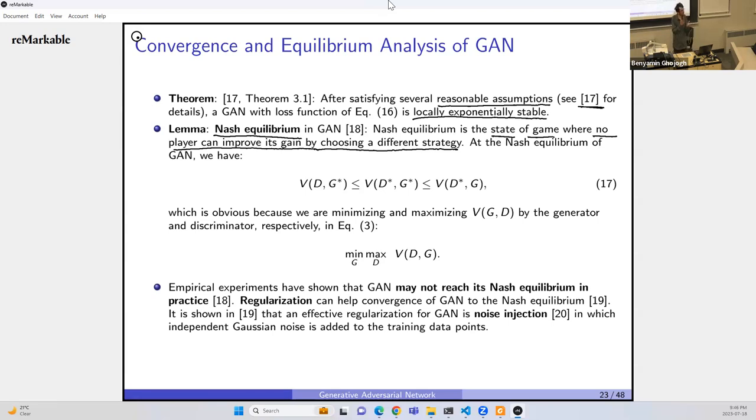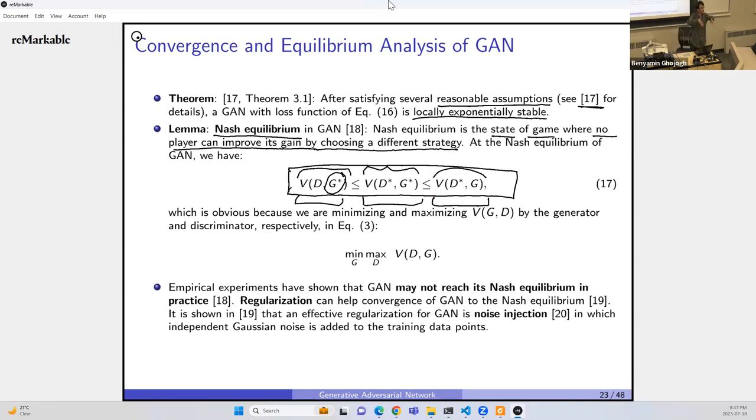And nowadays, companies are working on a Nash equilibrium. Okay, at the Nash equilibrium of GAN, we have this. What is this? V of D star and G star means that when D is optimal, G is optimal, it is better than V of D and G star, but less than V of D star and G. Why does this happen? Because the discriminator maximizes V, and the generator minimizes V. So when the generator is optimum, V is small. When D is optimum, V is large. But in the middle, we have a middle case scenario, which is the Nash equilibrium.